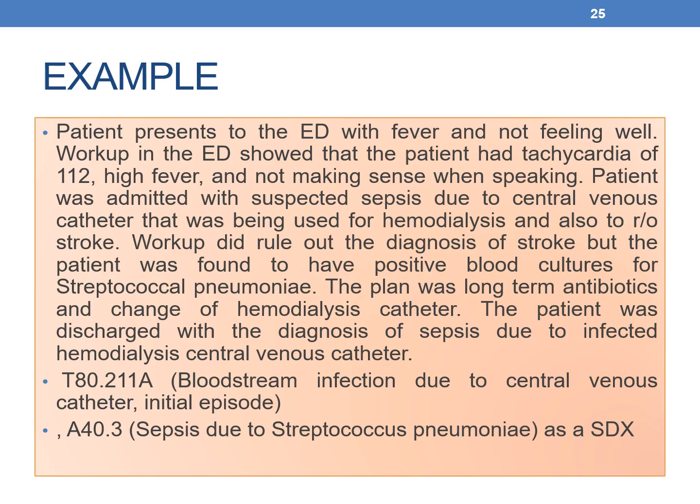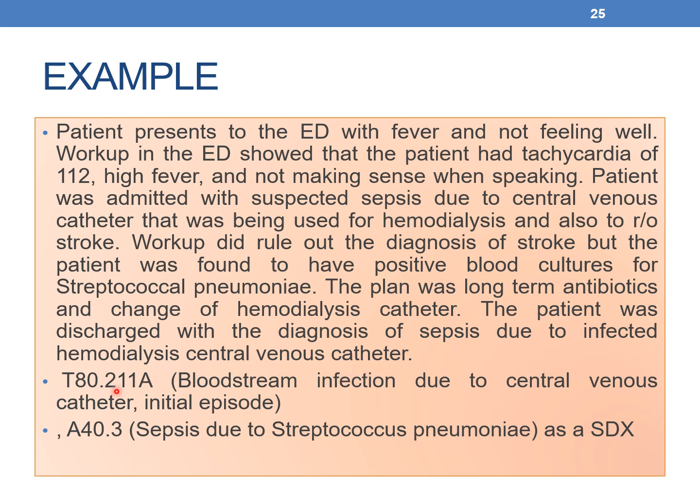Now let us discuss an example. Patient presents to the ED with fever and not feeling well. Workup in the ED showed the patient has tachycardia of 112, high fever and not making sense when speaking. Patient was admitted with suspected sepsis due to a central venous catheter that was being used for hemodialysis, and also to rule out stroke. Workup did rule out the diagnosis of stroke, but the patient was found to have positive blood cultures for streptococcal pneumonia. And the plan was long-term antibiotics and change of the hemodialysis catheter. The patient was discharged with the diagnosis of sepsis due to infected hemodialysis central venous catheter.